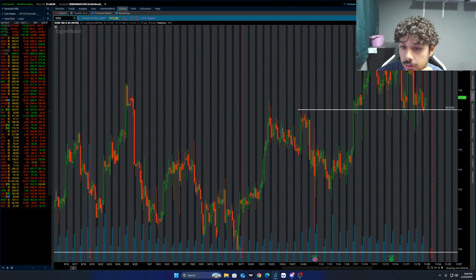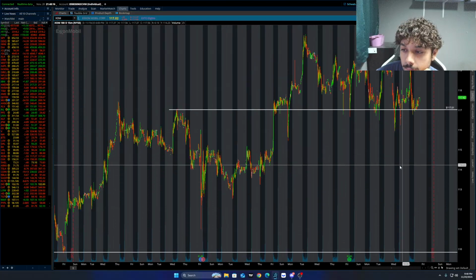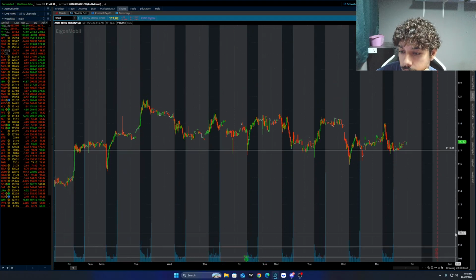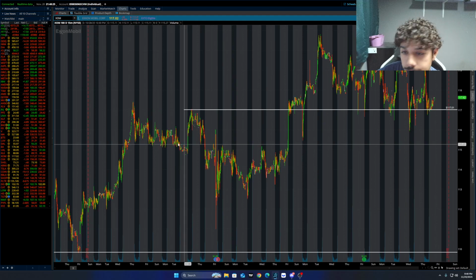Yeah, I take that trade right there. 117, break below 117 from that break, trail it to 115, so 117 to 115, or a $1.16 move. That'd be a nice move.